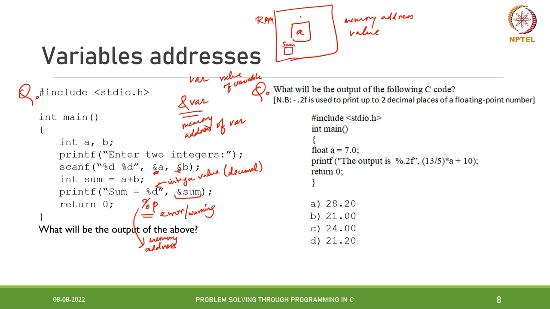Yeah. Okay. So let's see this question. We have a float variable, a. We are storing a value of 7.0 in the variable, and then we are printing an output with some calculations. This should be fairly straightforward.